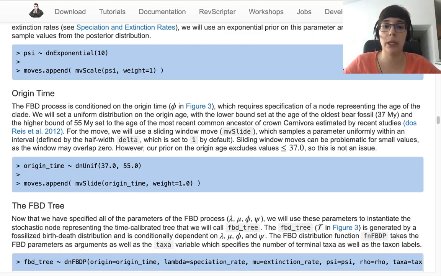Now we also need a move on that origin time, and we are going to use a sliding window move, which is a little bit better for parameters with a uniform prior. We do not use the sliding move for the rate parameters because it can create issues when the parameter reaches low values. Now here, of course, since we've defined a lower bound of our origin time to 37, low values are not going to be an issue. So you can see those two lines of command. The first one defines this stochastic node called origin time with a uniform prior on it, and then we add our new sliding move to our moves vector.